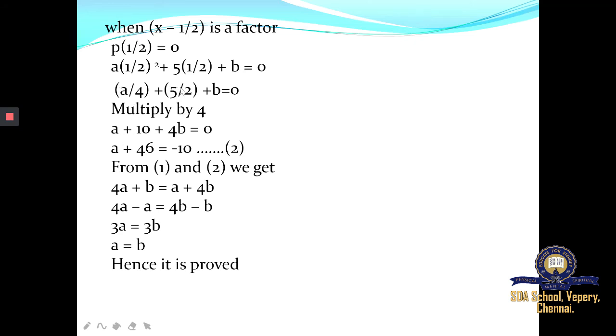I hope you got it, students. This is just one of the ways to solve. We can also take LCM. However you want, you can solve. I found this easy, so I just did it like this.